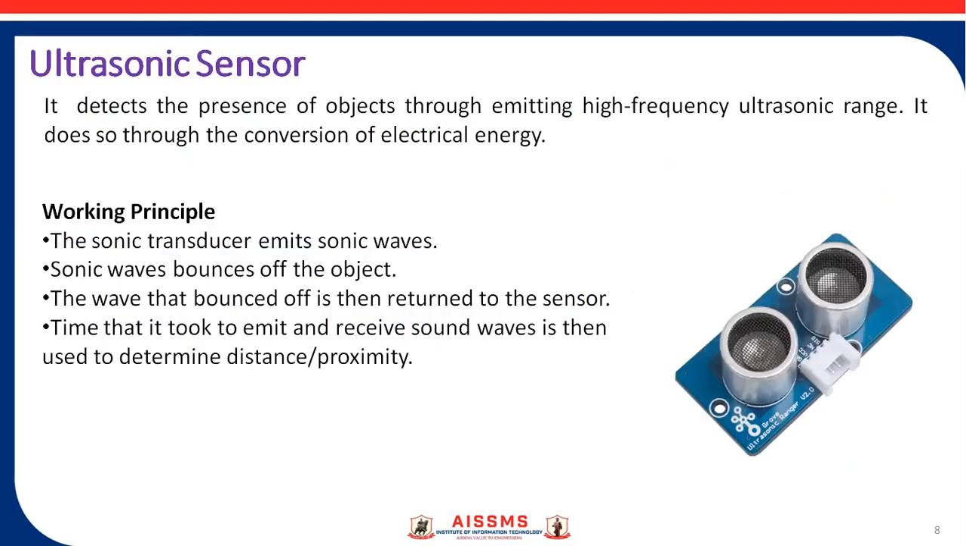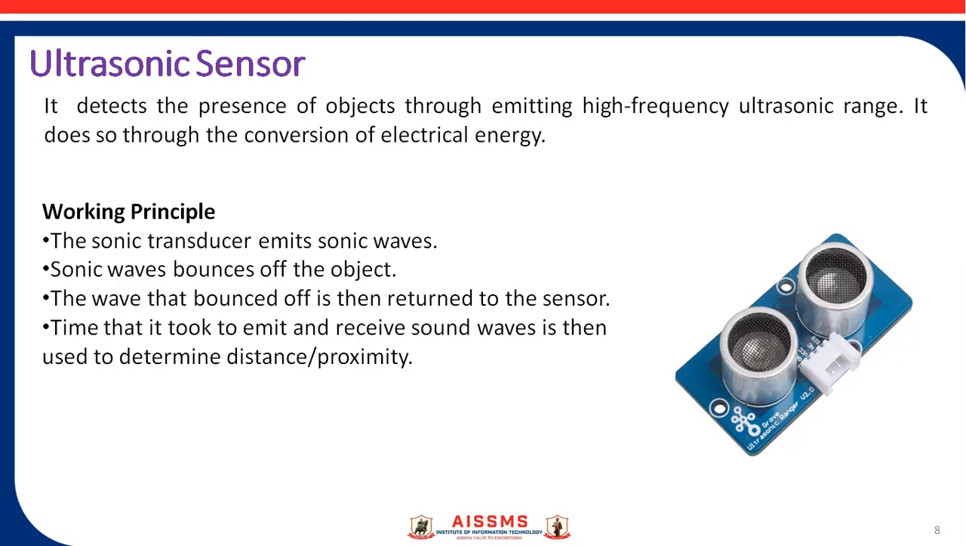Next, ultrasonic sensor. It detects the presence of objects through emitting high frequency ultrasonic waves. It does so through the conversion of electrical energy. Similar to capacitive sensors, it can detect objects in solid, liquid, or granular form as well. Probably the easiest among all, it only comprises an electronic transmitter and an electronic receiver as shown in this photo.